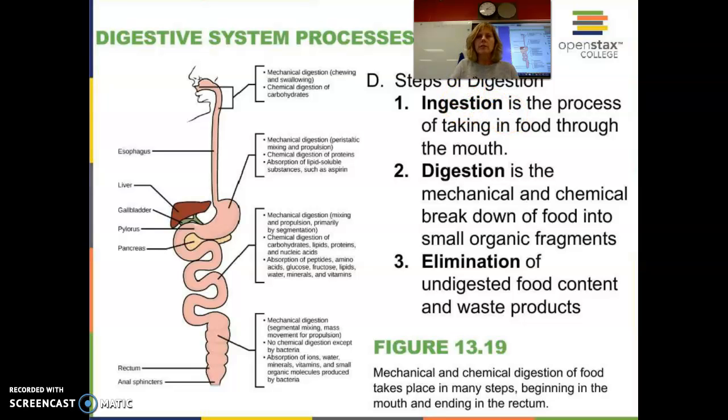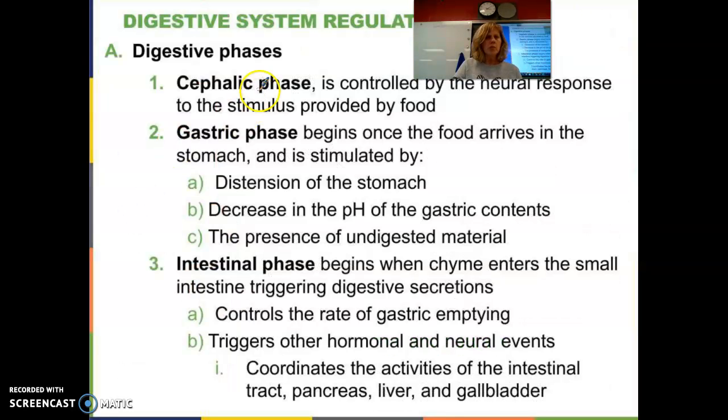Okay, so that digestive process, this was mentioned, I think, earlier in yesterday's video. Ingestion is just that process of taking in food. Digestion is the breaking down, and elimination is just it leaving your body. And we have several digestive phases. Just a quick overview. The cephalic phase is controlled by neural response, which is the nerve. So there's a stimulus that's provided when you eat food. Your body's like, hey, that would be food, and I know what to do with that. So that's the neural response. Your body responds in a certain way.